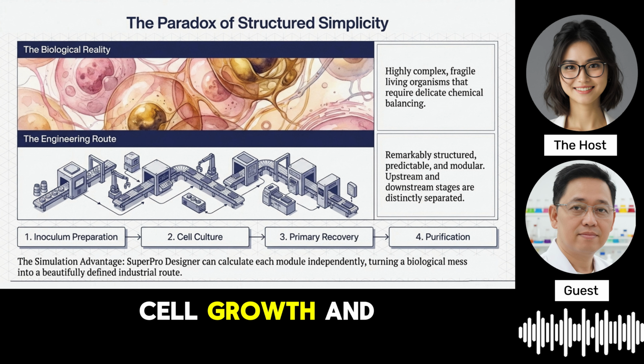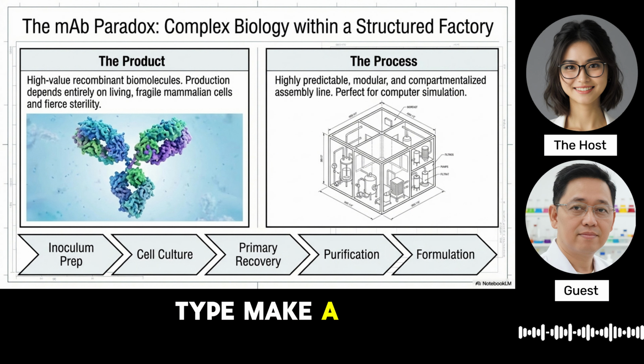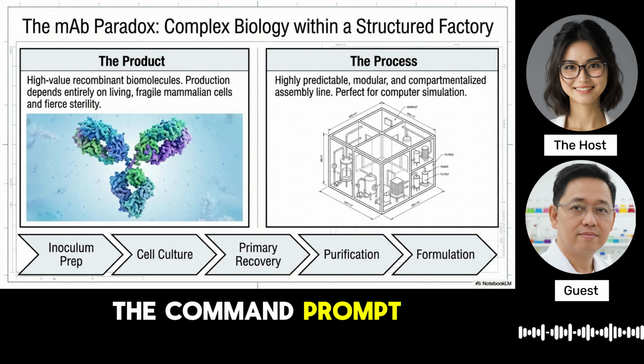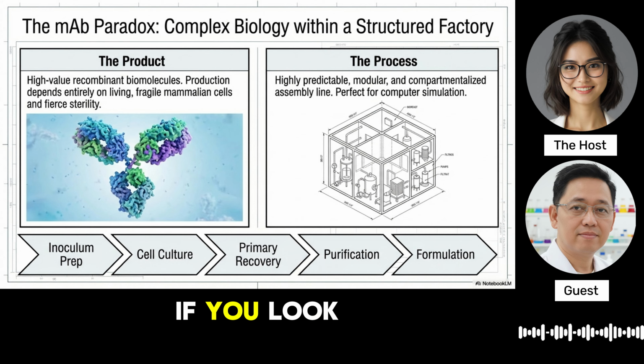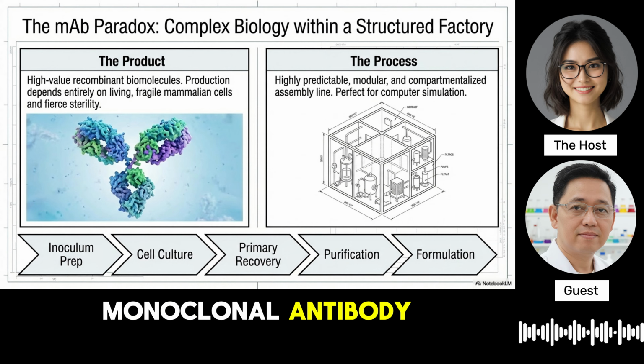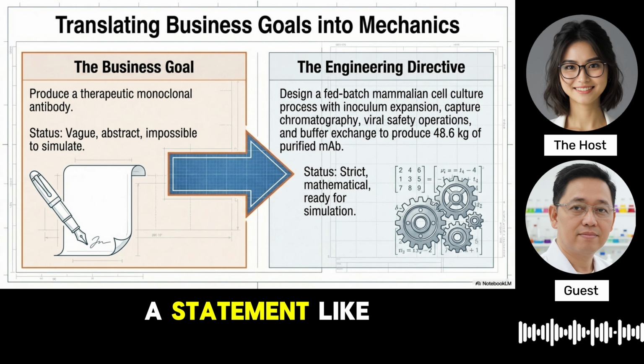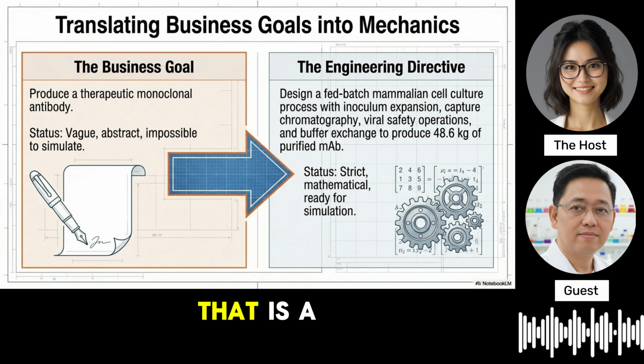But here's where it gets really interesting. Oh, yeah. How do you actually tell the computer what to do? You can't just type "make a cancer drug" into the command prompt. No, you definitely cannot. If you look at the commercial statement for this project, it simply says, "produce a therapeutic monoclonal antibody." That is the language of business executives. A statement like that is a goal, but it certainly isn't a mechanical plan. You can't simulate a business goal.